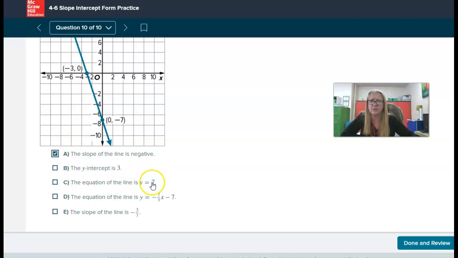The equation of the line is y equals 7. That's not true. Y equals 7 would be a horizontal line. This is not horizontal. The equation of the line is y equals negative 7/3 x minus 7. Okay, it does intersect the y-axis at negative 7, so the y-intercept is right. Is the slope right? Is it negative 7/3? From here, you would go down, let's see, that's negative 2.